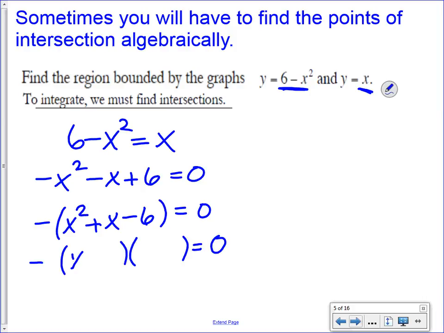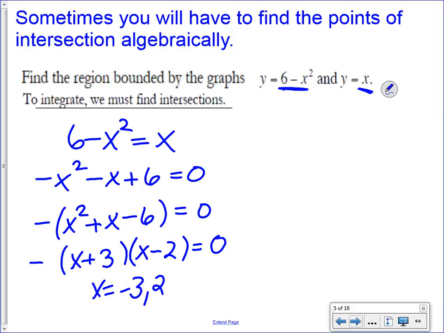So we're looking for factors of negative 6 that add to positive 1. So that would be positive 3, negative 2. And so our solutions for x are negative 3 and positive 2. So those are going to be our limits of integration, okay?